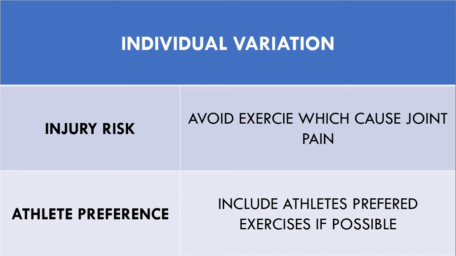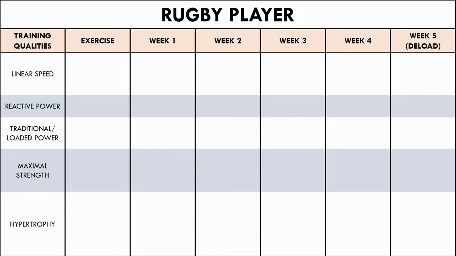Also, athletes may prefer certain exercises over others, and are therefore likely to put in more effort. So if the program allows, an athlete's preferences should be preferred over exercises they dislike. Let's now select some exercises for our example rugby player. For linear speed training, we've implemented rolling sprints and resisted sprints. This covers both top speed running and specific acceleration training.